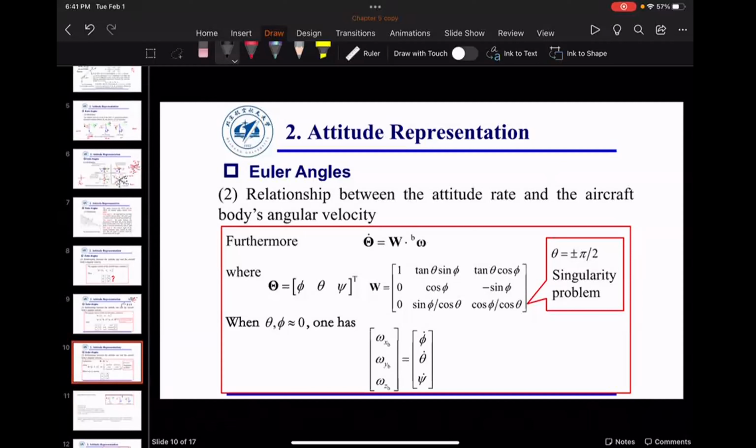Now, what I'm going to do is, there are 3 rotations. So there is one frame here. There is one frame here. There is one frame here. And there is one frame here. So from this frame to this frame, you have psi. From this frame to this frame, you have theta. And from this frame to this frame, you have phi.